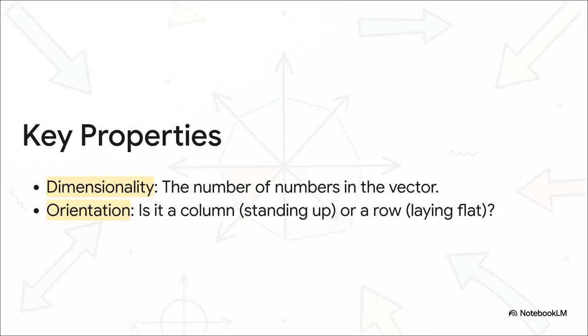Okay, so every vector has two key properties that define it. First is its dimensionality, which is just a fancy way of saying how many numbers are in the list. A 2-number vector lives in a flat 2D world, a 3-number vector lives in our 3D world. Simple enough. Second is its orientation. Is it a column, standing tall, or a row, lying flat? Now, this might seem like a really picky detail, but as you're about to see when we get into coding, it makes a huge difference.